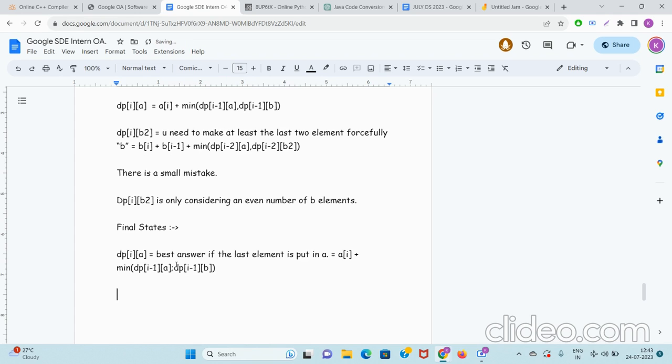Similarly, guys, what will be dpi of b2? Guys, you want the last two elements as b. Last two elements you want as b. This means you need to make at least the last two elements b. Okay, two or more than two can be b. So answer will be b of I plus b of I minus 1 plus min of, either you take the a, guys, this is very good, nice, enjoy, dp I minus 2a, or earlier what were you writing? dp I minus 2 b2.